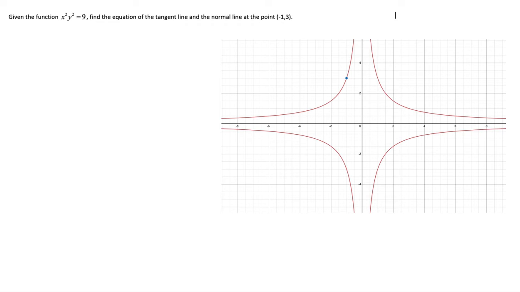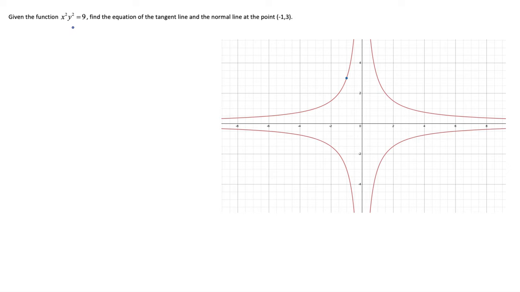Okay, and what we want to do is, here's the point (-1, 3). We want to find the equation of the tangent line, right? So the tangent line is going to look a little something like this over here. The normal line is perpendicular to the tangent line here. Well, we know that tangent lines, right, derivatives, right? We want to find the derivative of this.